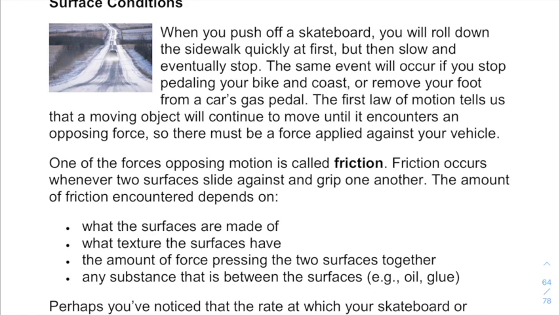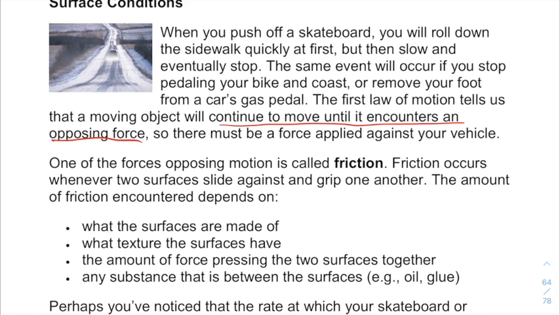Surface conditions. When you push off of a skateboard, you will roll down the sidewalk quickly at first, but then slow and eventually stop. The same event will occur if you stop pedaling your bike and coast, or remove your foot from the car's gas pedal. The first law of motion tells us that a moving object will continue to move until it encounters an opposing force. So there must be a force that's applied to your vehicle, and it is a case of unbalanced forces in this case. You'll have friction opposing a force of motion, a force from the motion of the object.